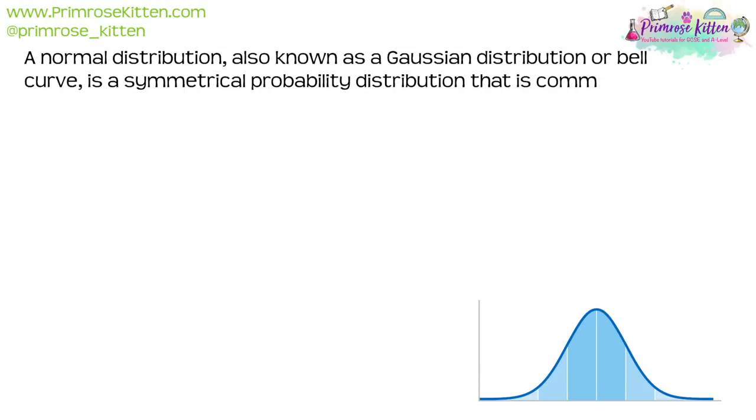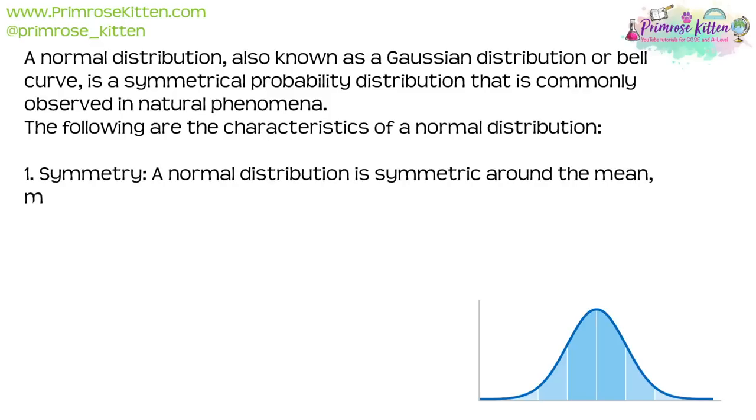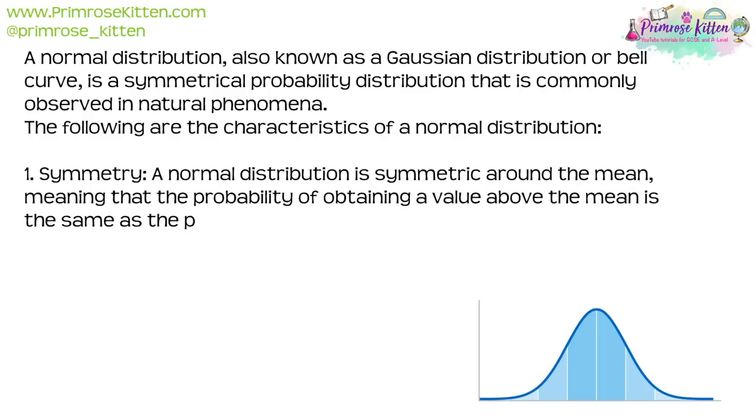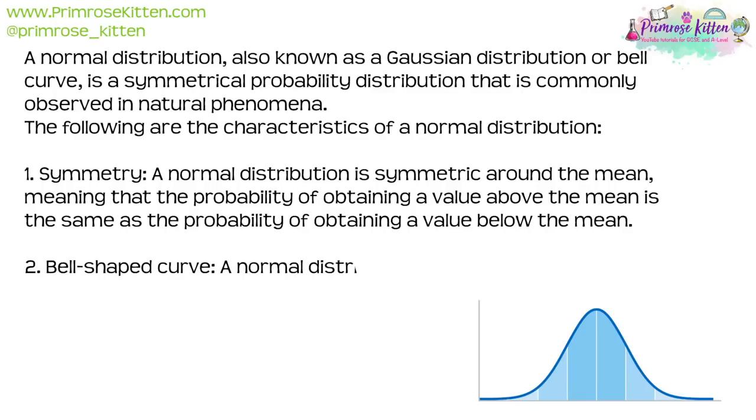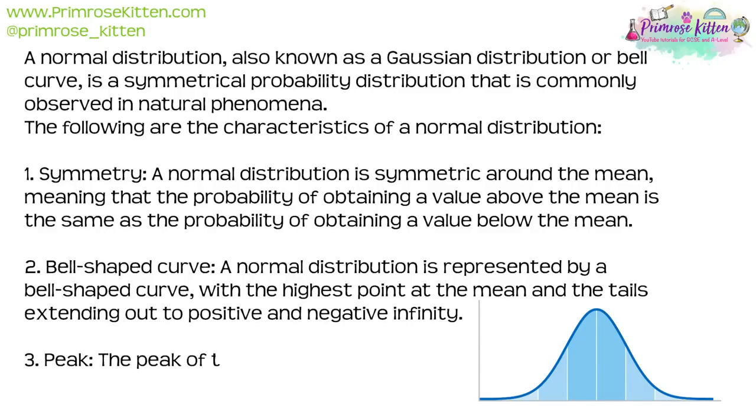A normal distribution, also known as a Gaussian distribution or bell curve, is a symmetrical probability distribution that is commonly observed in natural phenomena. The following are the characteristics of a normal distribution. 1. Symmetry. A normal distribution is symmetric around the mean, meaning that the probability of obtaining a value above the mean is the same as the probability of obtaining a value below the mean. 2. It has a bell-shaped curve. A normal distribution is represented by a bell-shaped curve, with the highest point at the mean and the tails extending out to positive and negative infinity. And 3, the peak. The peak of the curve is at the mean.